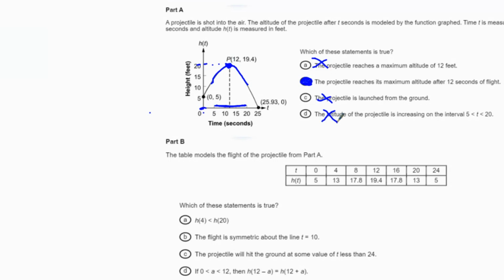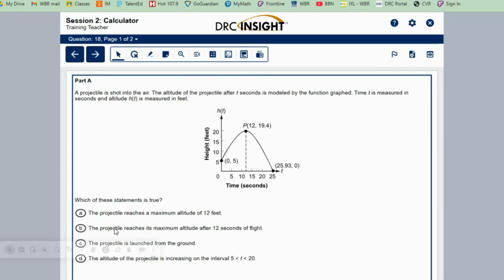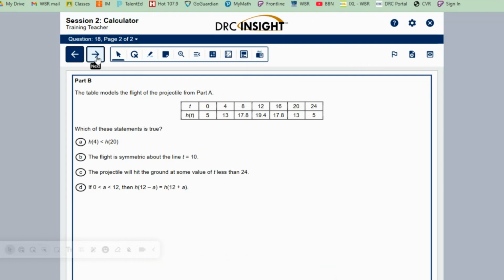So in the actual test, we're going to click our answer, which was B, and then arrow to the next question. Now, when you've got questions that have a part A, part B, this is giving you the same information, but in a table. If you're more of a visual learner, you're going to want to look at that graph to help you answer some of these. It's very easy to just click back and forth.